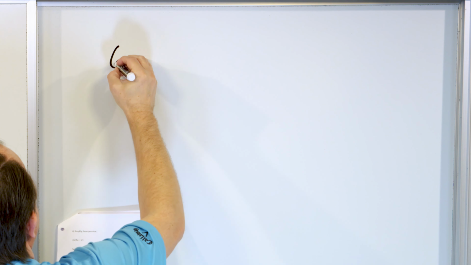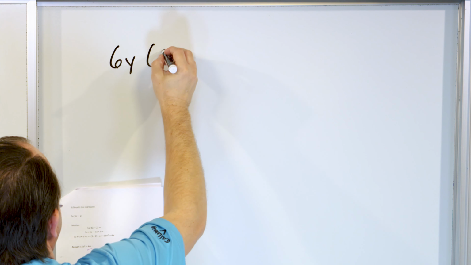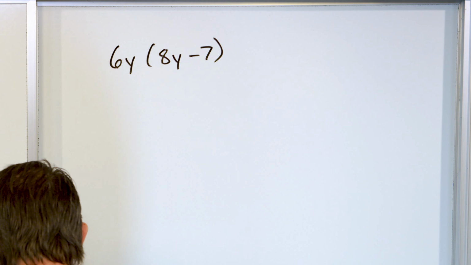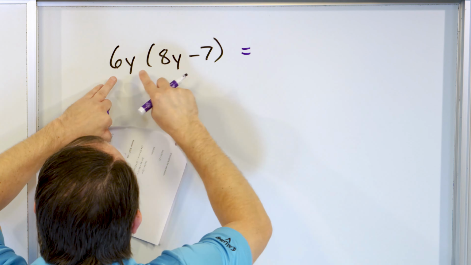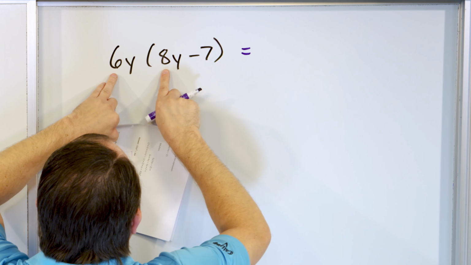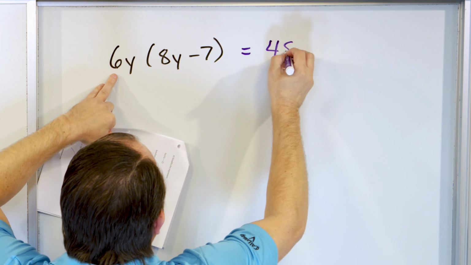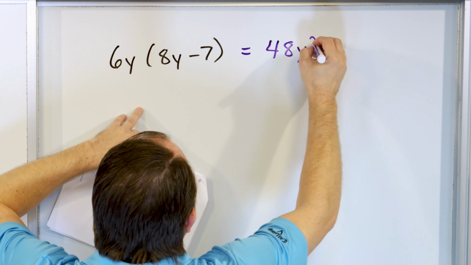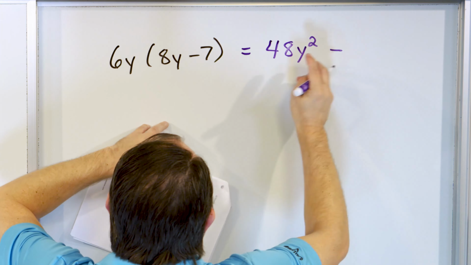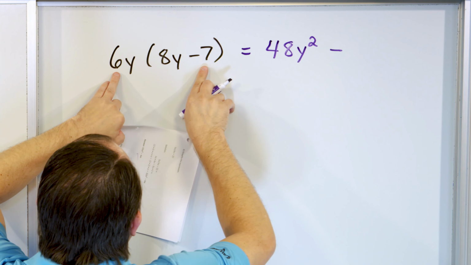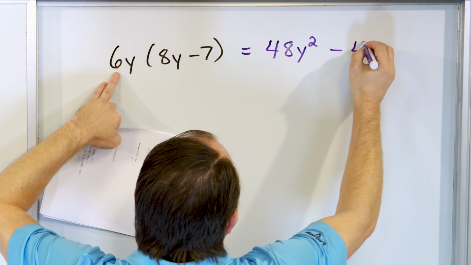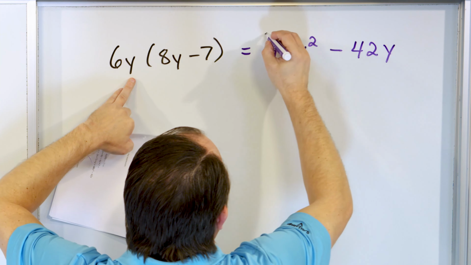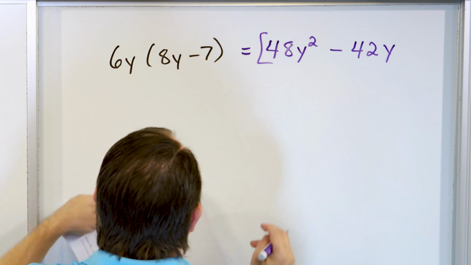Let's say we have 6y times 8y minus 7. What do we think we're going to do? We're going to multiply the 6y times the first term. 8 times 6 we know is 48. Multiply the numbers. y times y, same base, we add the exponents, y squared. Now it's linked with a minus sign, and now we have to multiply these. 6 times 7 is 42. And y can't be combined with anything else there, so it just comes along for the ride. So 48y squared minus 42y.